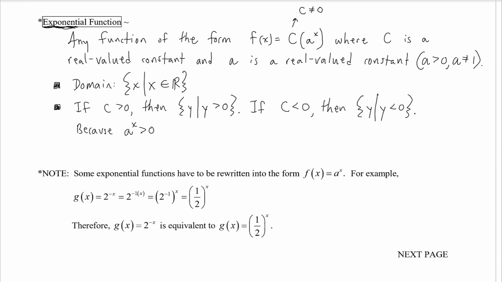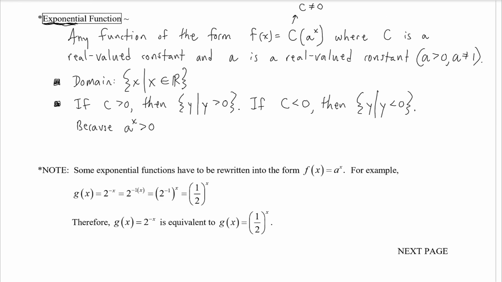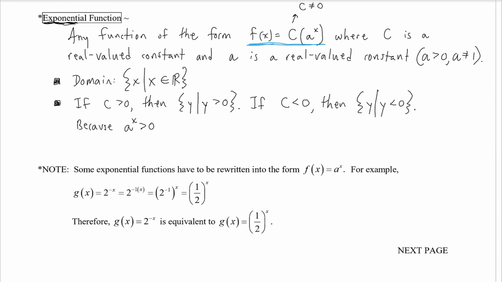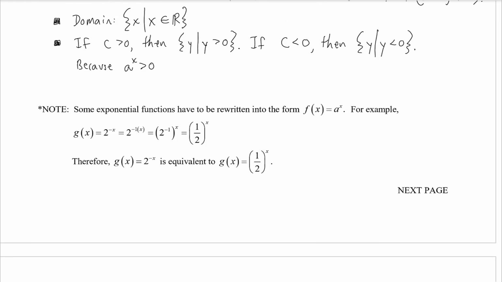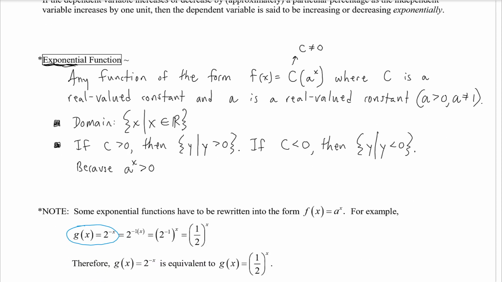Now, as always, we're going to want to focus on parent functions first, because then we can apply transformations to those. Some exponential functions are not in this form originally, and we have to rewrite them to be in that form. So down here's an example. Let's say we have g of x is 2 to the negative x. Well, that's not the form we want, right? It's supposed to just be 2 to the x, and we have 2 to the negative x.